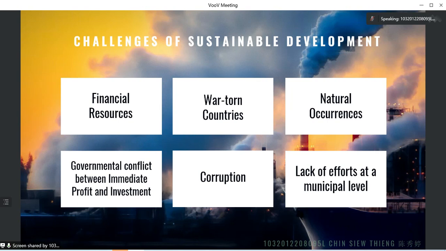And last but not least is the lack of effort at a municipal level. The corruption and the sixth one are related and connected here. For the sixth one, the government or the policymaker did not foresee that the country has to adapt sustainable energy or sustainable development measures. So they did not put much focus or effort into the transformation for the sustainability of the country's growth. I think that's all for me.